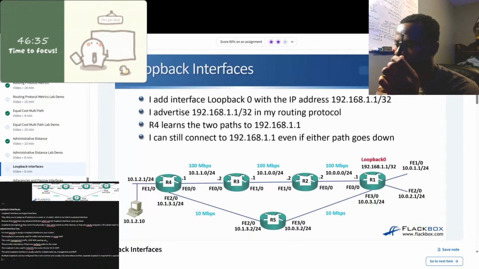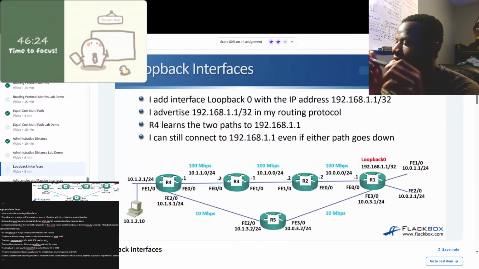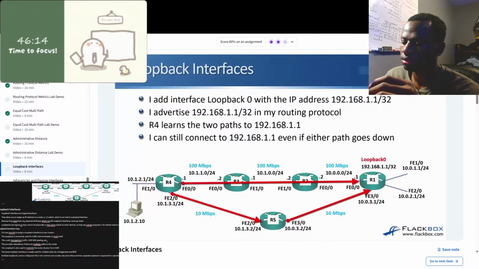So what we do is we add interface loopback 0 and we give it an IP address, in our example 192.168.1.1/32. You can use any IP address you want for the loopback, and we then advertise that in the routing protocol. R4 will then learn the two paths that it can use to get to 192.168.1.1, and it will use whichever one has the lowest cost, or both if they have equal costs.